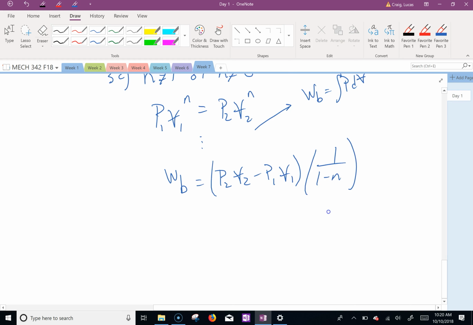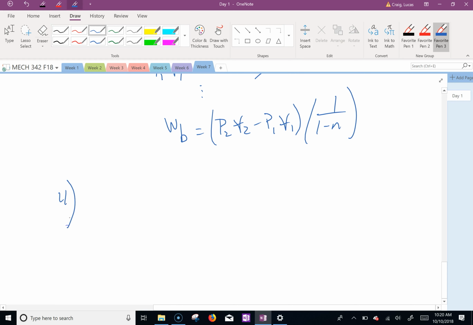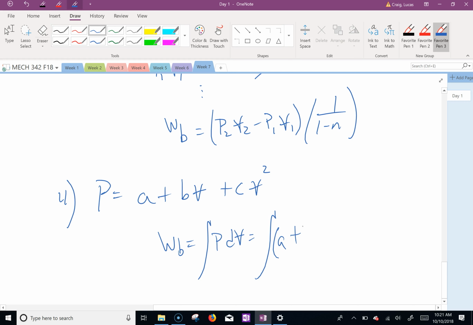Well, the last case, I guess, is 4. If I tell you that P equals A plus B V plus C V squared, what do you need to do to find the boundary work? You just plug it in, right? And integrate.